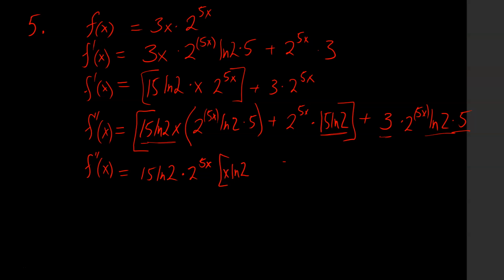Is that all? I think that might be all, because we pulled out 2 to the power of 5x. Plus, what's left from this middle term? Nothing, so that's just a 1. And then this last term, the 15 natural log of 2, pulled that out. Are these two the same? I think they are. So we can just make this a 2. I'm not sure if that's correct. Let me know if I screwed up.